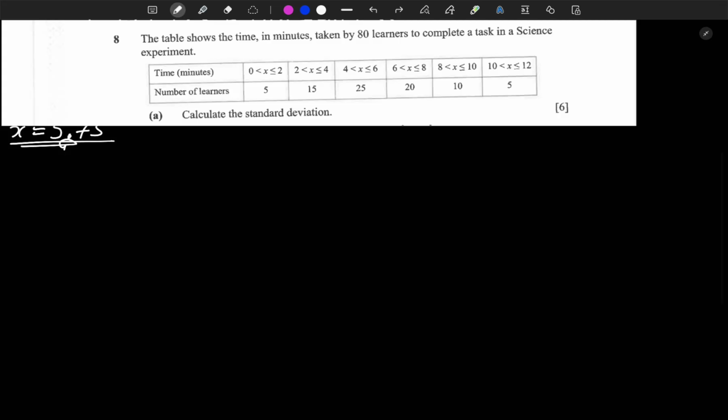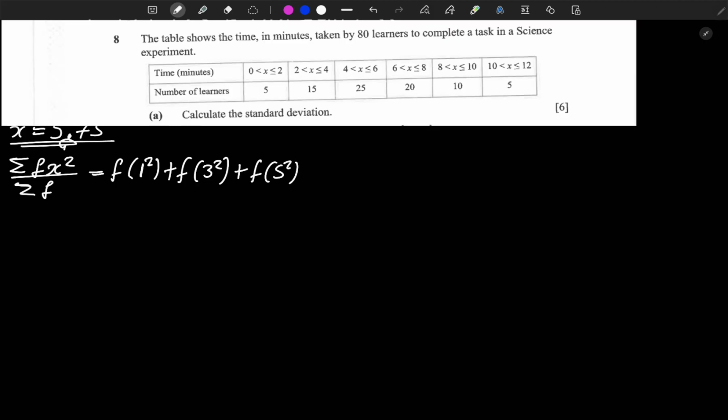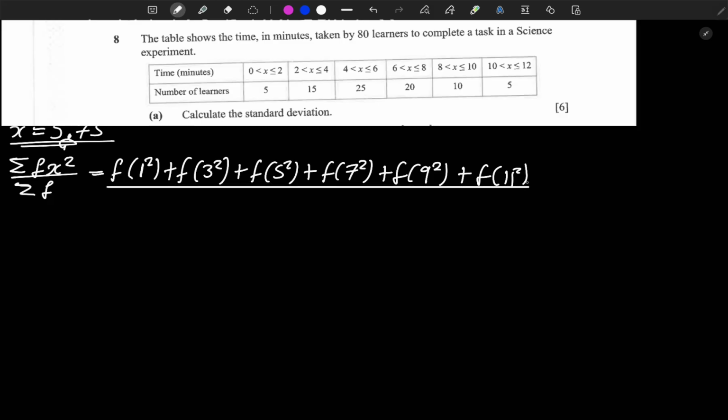So we have an expression like summation of f of x squared over summation of f is equal to, so here we are going to say frequency. So the difference between this and the mean is that this time the midpoint is squared. So f times 1 squared plus f times 3 squared plus f times 5 squared. So we have 7 squared. Here we are going to have 9 squared. Then 11 squared over the denominator is the same. So it's the total frequency, which is still 80.